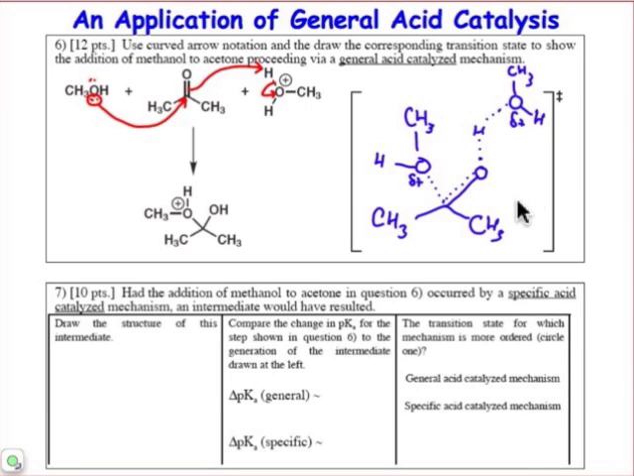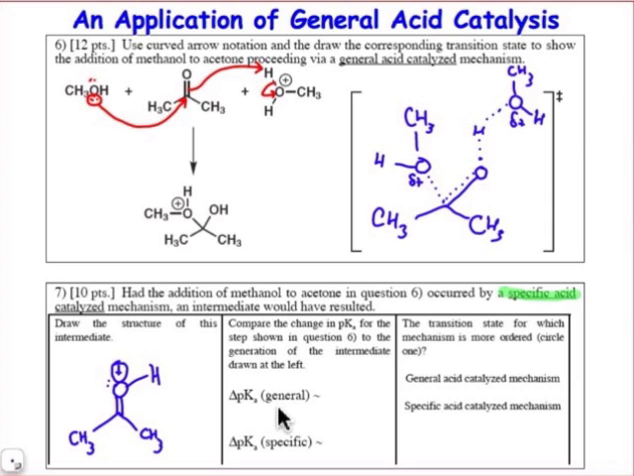In the second half of this problem, we're asked to deal with the case where this had been a specific acid catalyzed mechanism, and we're going to consider the intermediate that would have been formed. Since we're dealing with a ketone, we know that it's going to be a protonated form of that carbonyl that would serve as the intermediate that would lead to the addition of that second molecule of methanol. So we need the protonated form of that, and there it is, positively charged carbonyl of that molecule of acetone.